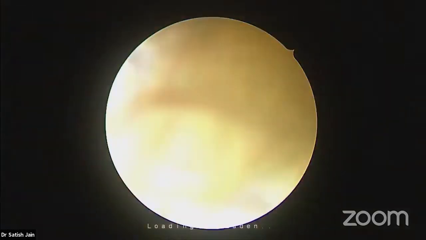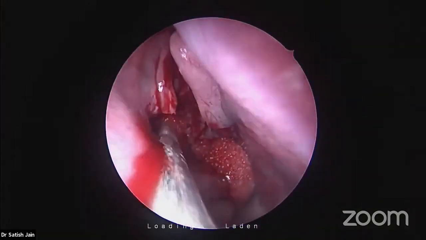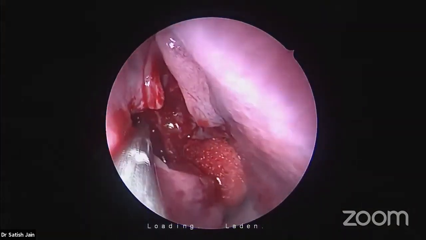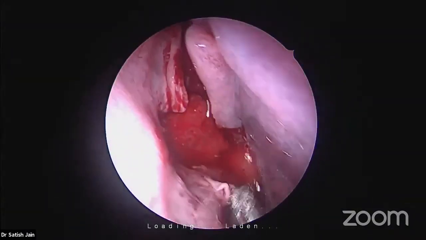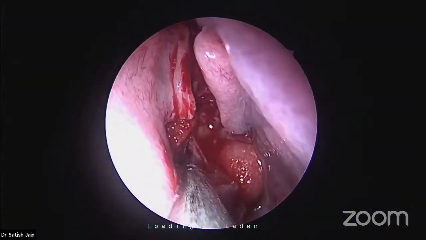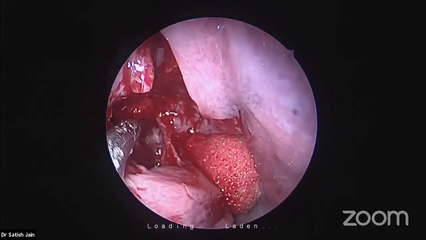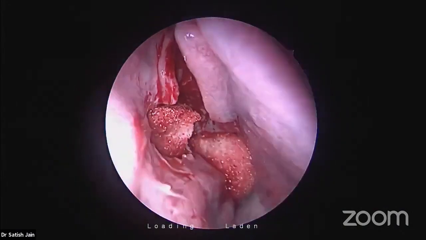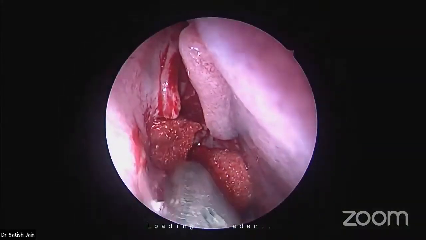In that situation, the simplest way, if you want, I can show you. We use the trocar and cannula to make an opening in the sublabial region, a 4 millimeter opening, and pass our debrider through that, and a 70-degree scope from inside the nose. You can access each and every nook and corner of the maxillary sinus.